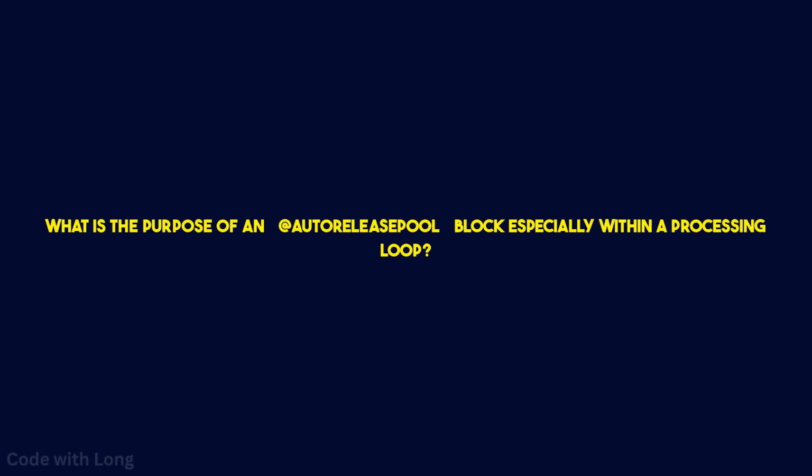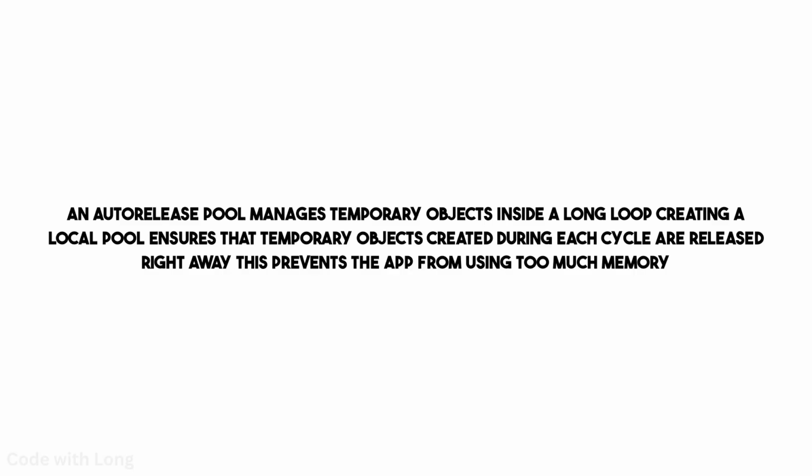What is the purpose of an @autoreleasepool block, especially within a processing loop? An autorelease pool manages temporary objects. Inside a long loop, creating a local pool ensures that temporary objects created during each cycle are released right away. This prevents the app from using too much memory.